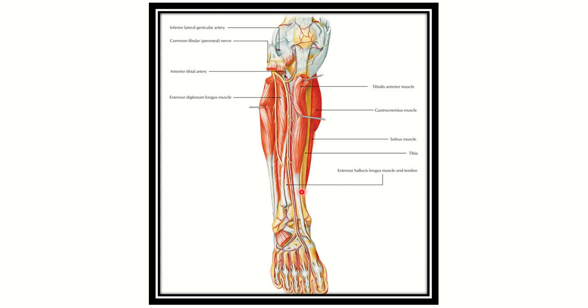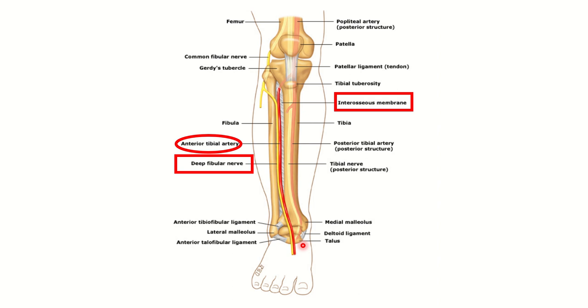Then here we can see some tendinous structures, such as the extensor hallucis longus, then extensor digitorum longus, and some other structures, and also the dorsalis pedis artery. In this picture, this is the anterior tibial artery, and it is closely related to a nerve, the deep peroneal nerve or deep fibular nerve. Then we can see the interosseous membrane. It is present both proximally and distally here.